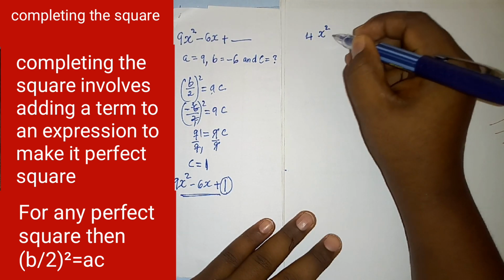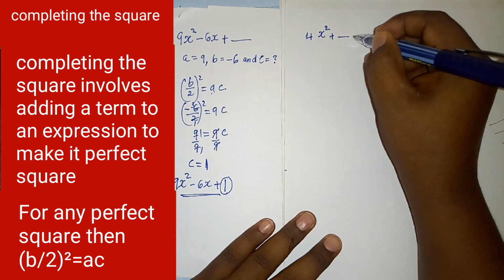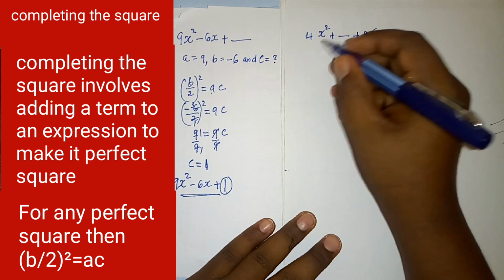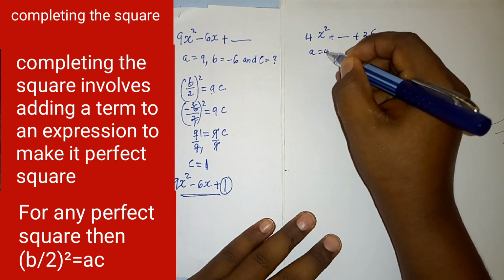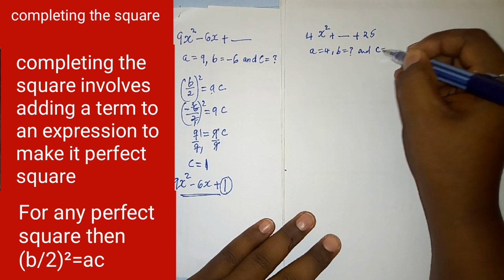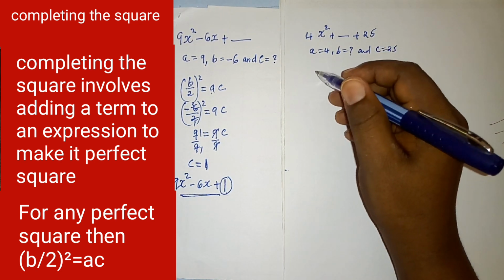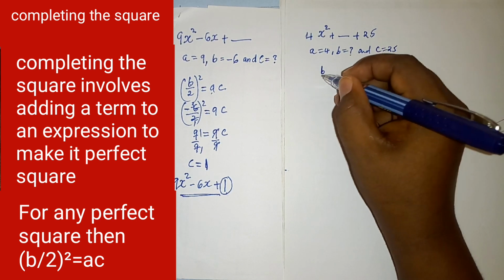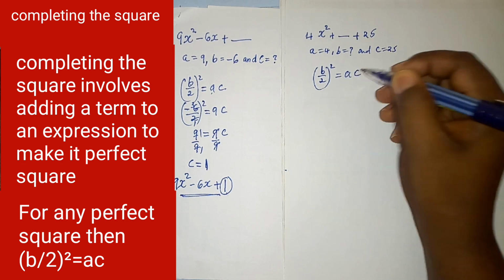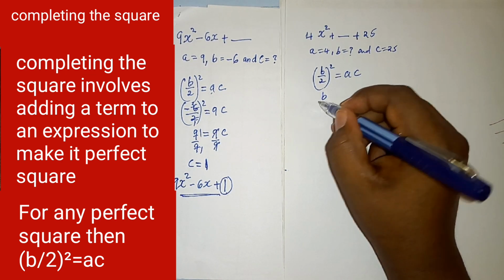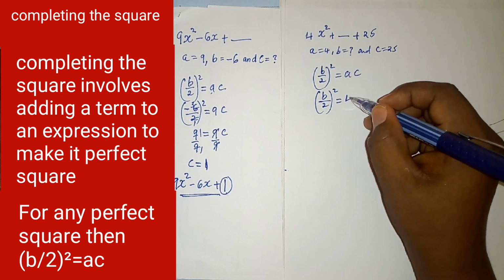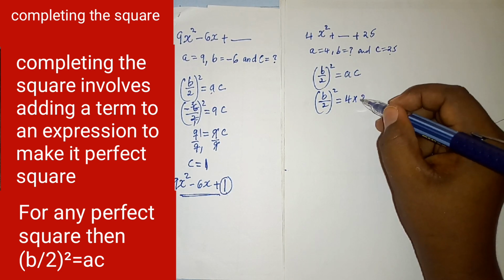That will be 4x squared plus dash plus 25. So in this case the value of b is missing, so a is 4, b we don't have it, and the value of c is 25. So for any perfect square, we know that b all over 2 squared should be equal to ac. So the value of b, which is unknown, divided by 2 squared should be equal to the value of a, which is 4, times c, which is 25.